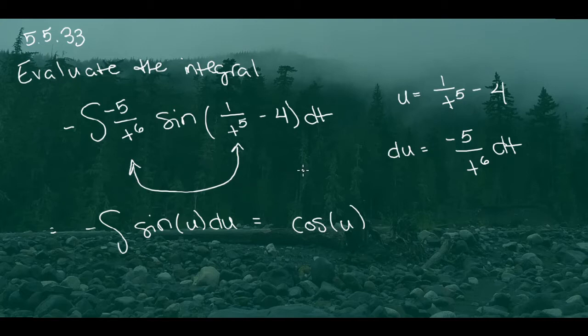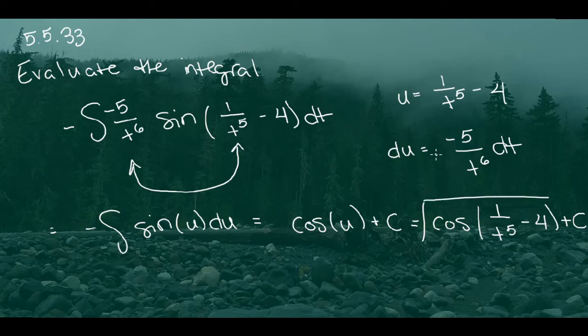And then last but not least, add the plus c and substitute in what u originally was. So cosine of 1 over t to the fifth minus 4 plus c. And that is your answer.